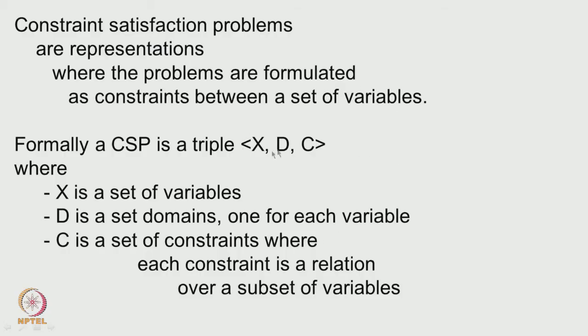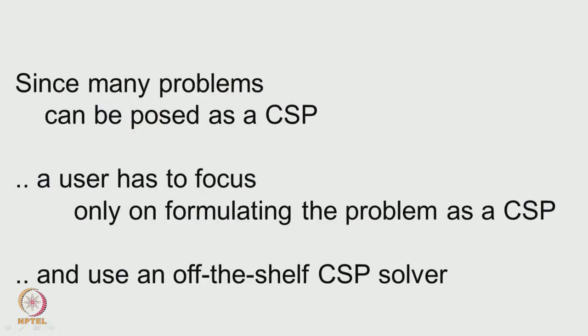Okay. So, let me just give you a very brief introduction to CSPs or constraint satisfaction problems as we call them. These are representations where the problems are formulated as a set of constraints between a set of variables, and formally we say that it is a triple. So, X is a set of variables, D is a set of domains, one for each variable, and C is a set of constraints where each constraint is a relation over a subset of the variables essentially. So, an example should help that.